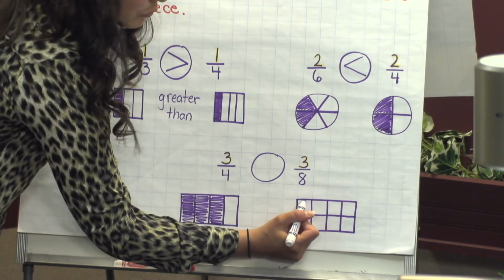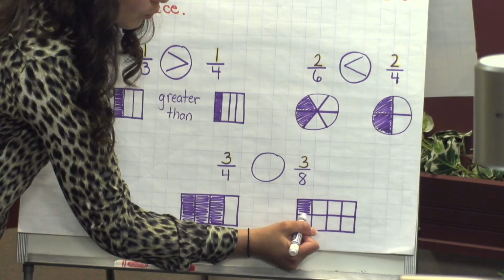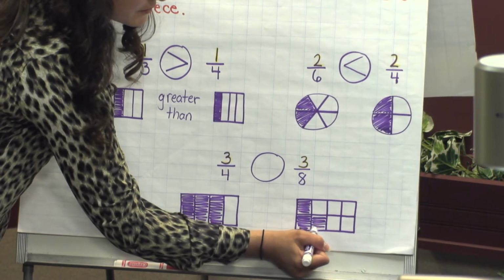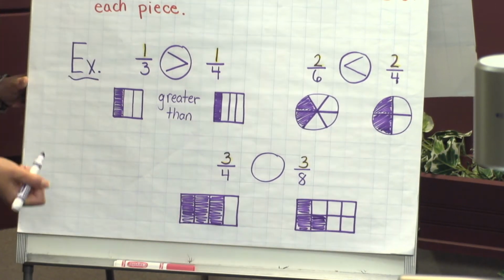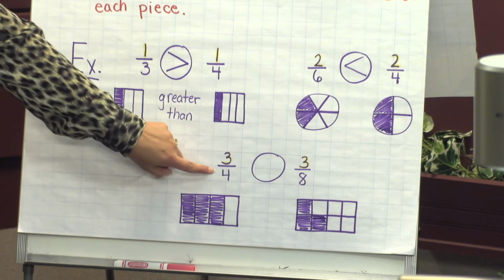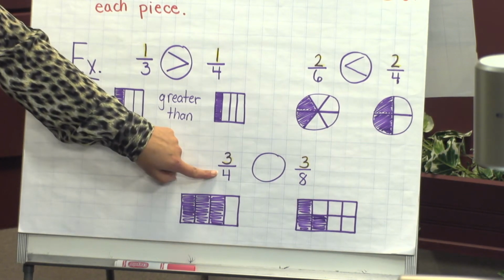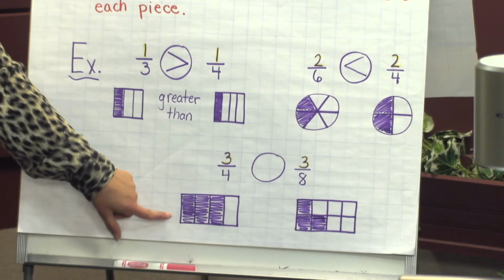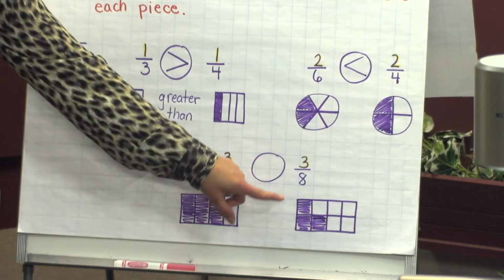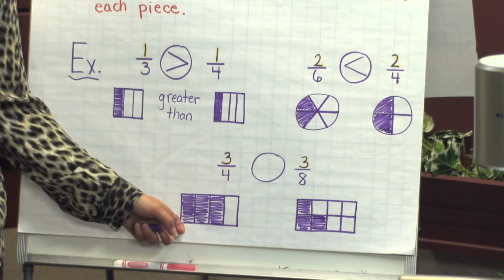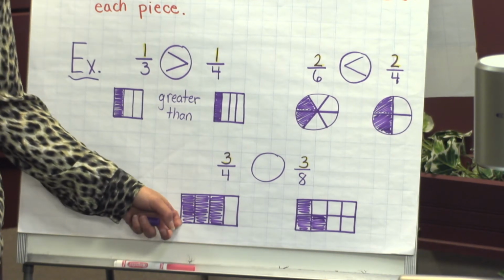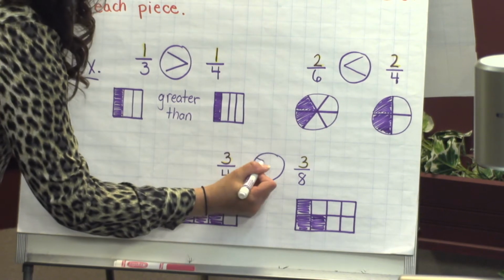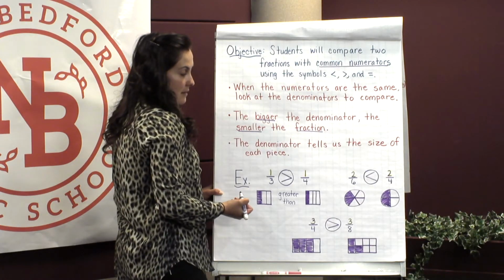If I gave you 3/8, you'd be getting 1 piece, 2 pieces, 3 pieces. So look at that again. The smaller denominator is actually a larger size piece. If this were a candy bar and I offered you 3/4 or 3/8, I think most of you would want 3/4 because it's definitely a bigger piece. So 3/4 is greater than 3/8.